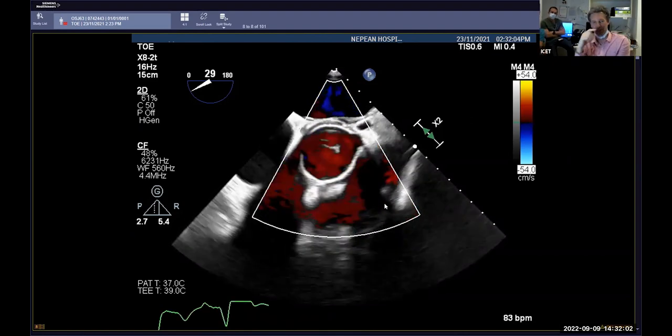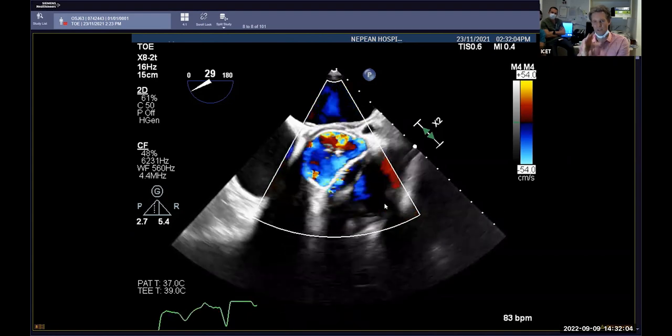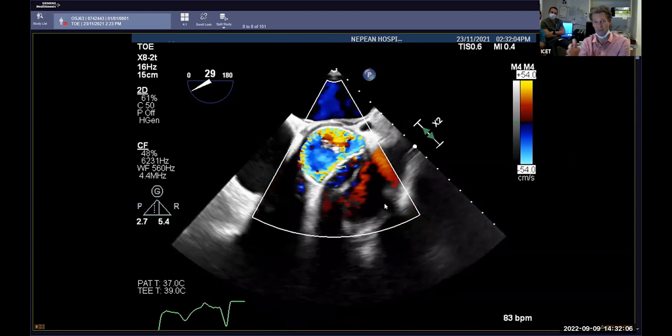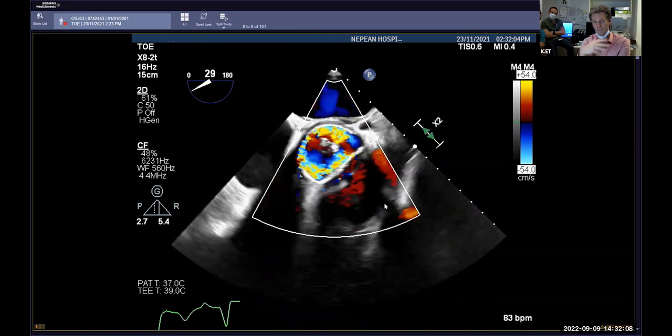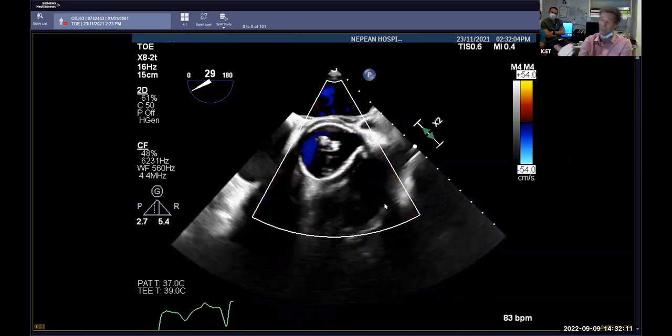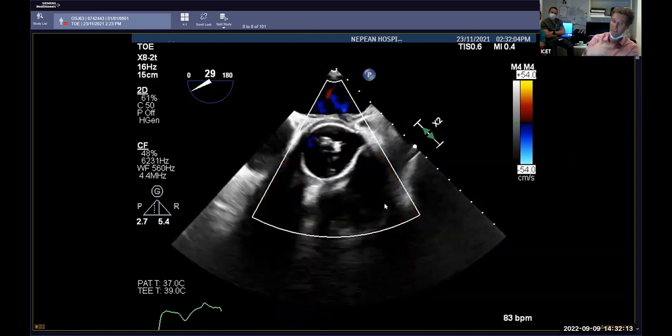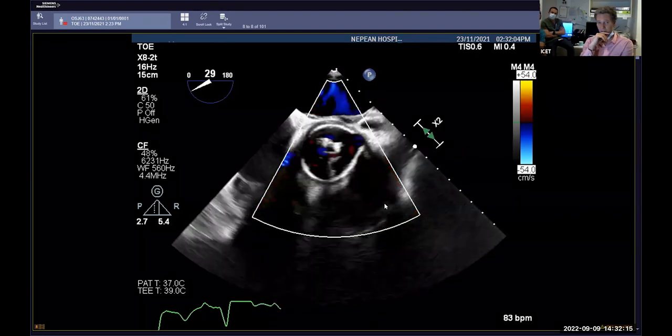And this is where, for me, the point is always looking at the 2D before you make any assessment of the valve. You've got to start with your 2D. If you've got significant abnormalities on the 2D, that always points you toward the severe side of things when you start looking for the Doppler.